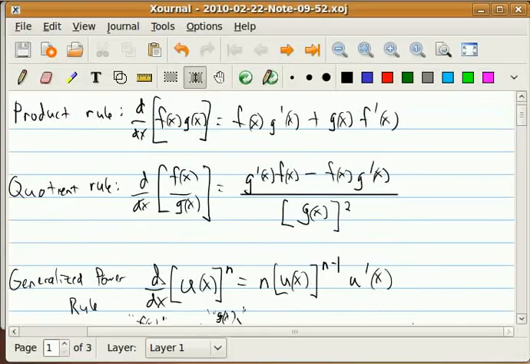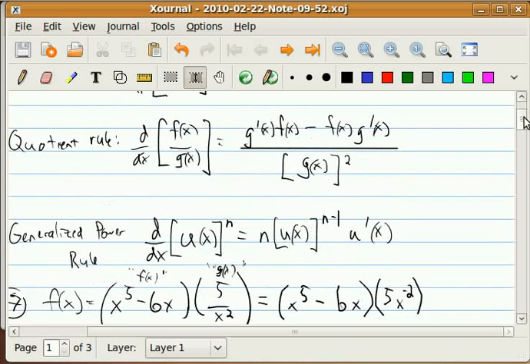Generalized power rule we use to take the derivative of a function to a power. Now, the power rule is for the variable to a power, but if it's something more complicated raised to a power, then we have to use this rule. It's very similar to the power rule, but it does have one big difference. If you're taking the derivative of a big function to a power, the power is just some number, you bring the power down, decrease it by 1, but then you have to multiply by the derivative of that function that you were raising to a power.